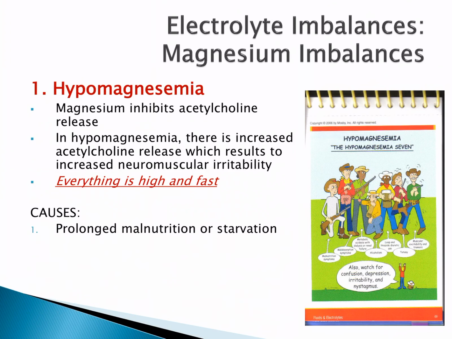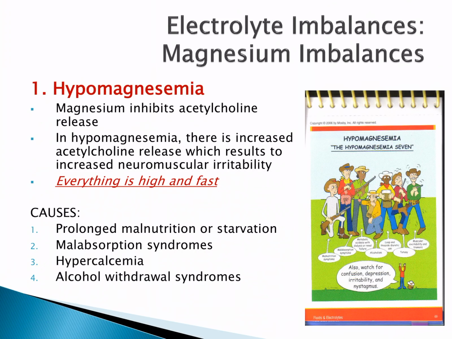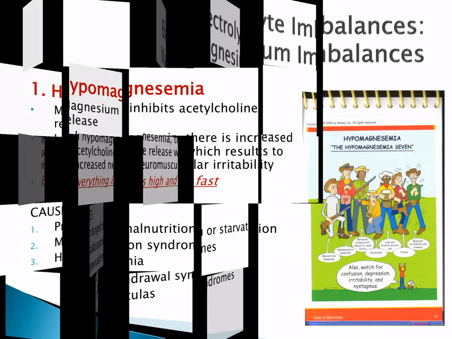So causes: prolonged malnutrition or starvation, malabsorption syndrome, okay, because you could not absorb magnesium into your body. We have your hypercalcemia, okay, because your magnesium and calcium are inversely proportional. So if the calcium increases, your magnesium decreases. Alcohol withdrawal syndrome and draining fistula. Okay. So these are the causes of your hypomagnesemia.